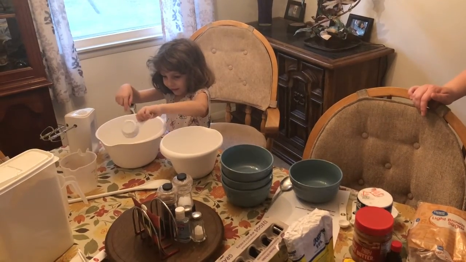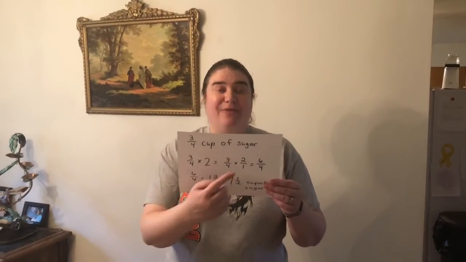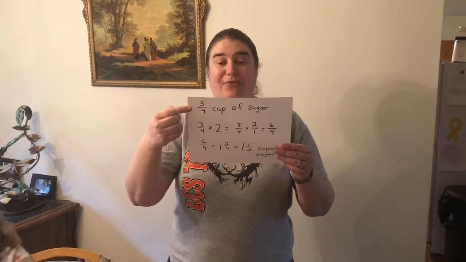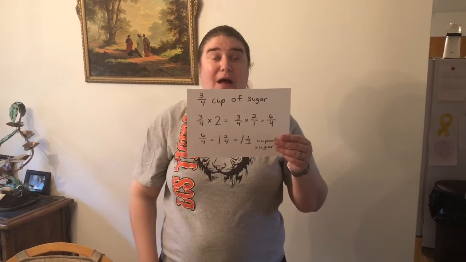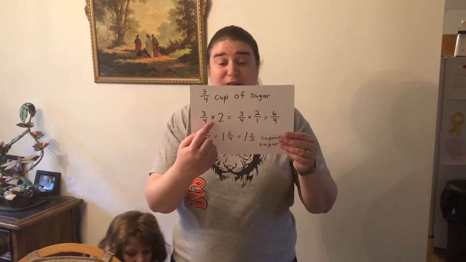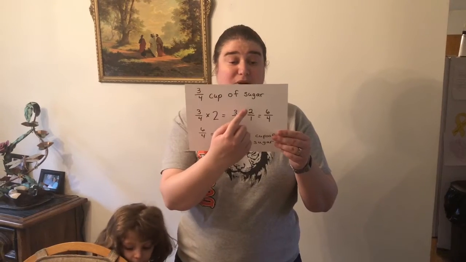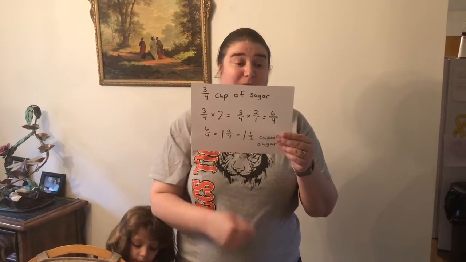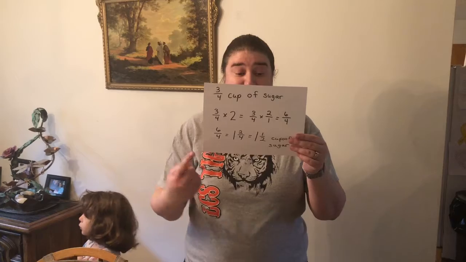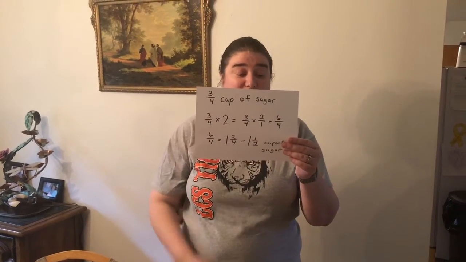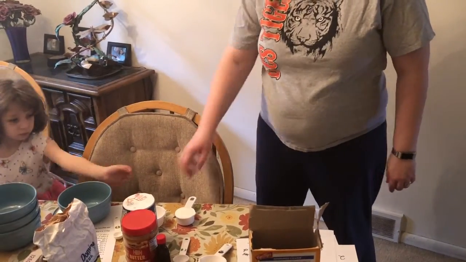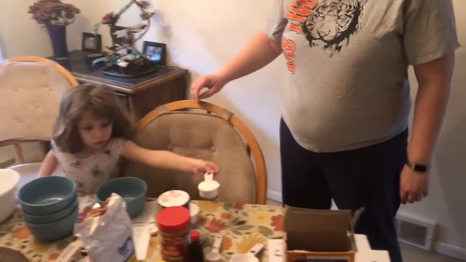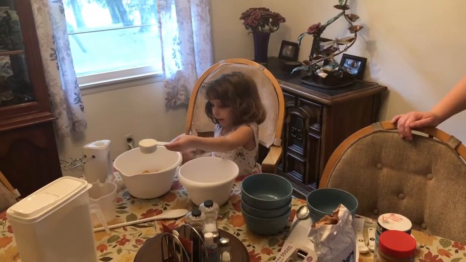This one? Yes. Okay, same thing with my white sugar. I have 3/4 cup of white sugar that I need. And I need to double that. 3/4 times 2. 3/4 times 2 over 1 again gives me 6/4. And that comes out to 1.5 cups of white sugar. Okay, Caitlin, put the white sugar into the bowl. Into this one. Mm-hmm.